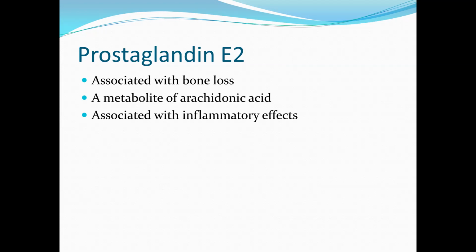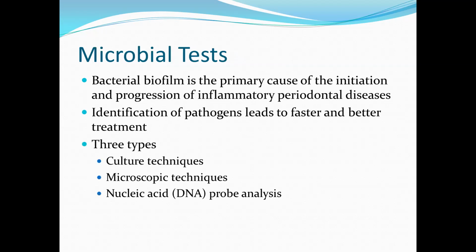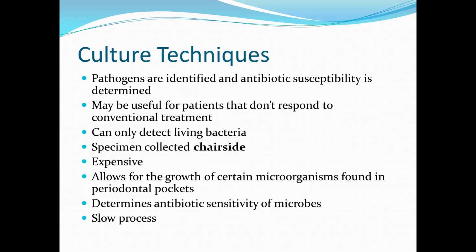Prostaglandin E2 is associated with bone loss. It's a metabolite of arachidonic acid, and it's associated with the inflammatory effects. So you've got microbial testing where you can have cultures, microscopic techniques, or DNA nucleic acid probe analysis. But bacterial biofilm is the primary cause, as you know, of the initiation and progression of inflammation. So we want to take a look to see what their bacteria is made of.